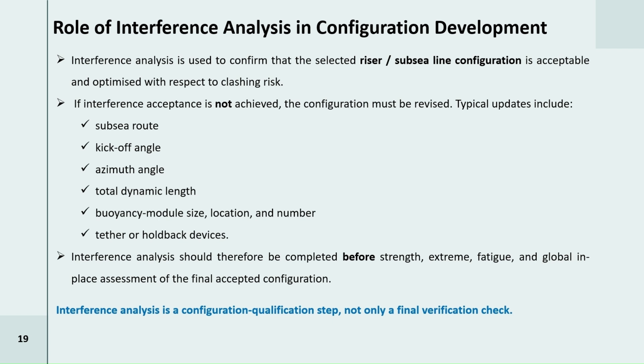So, interference analysis is not only a final verification step. It is a configuration qualification step that should be completed before strength, extreme, fatigue, and global in-place assessment of the final accepted configuration.